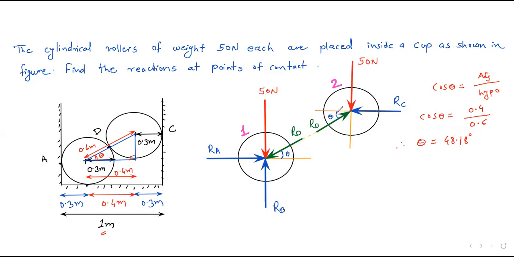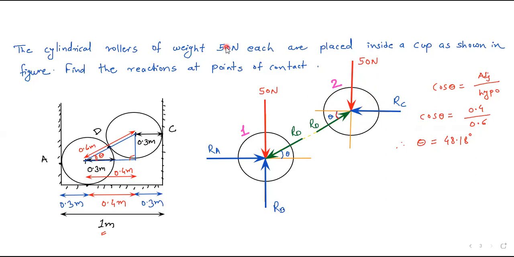Now I know this angle. Now just think about sphere 2. Look at the free body diagram of this sphere 2. RC and RD are unknown, and this is known, 50 Newton. Three forces are acting at a single point. All three forces are inward forces, and we also know this angle theta. So we can easily use Lami's theorem for this.